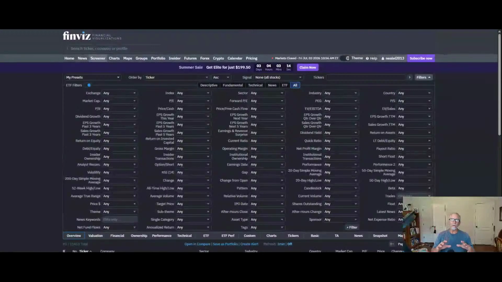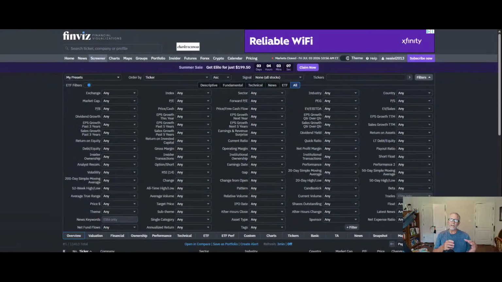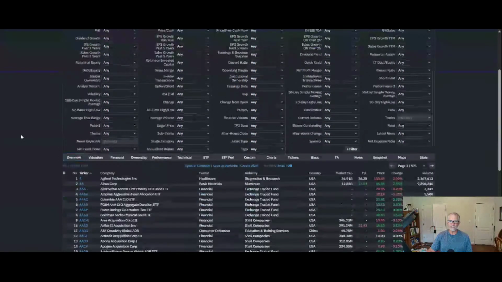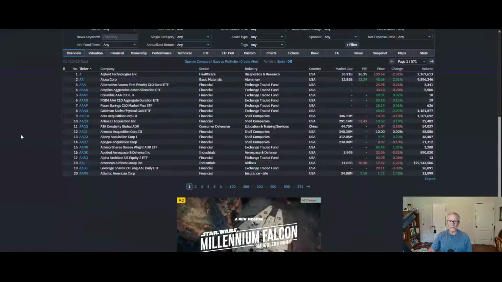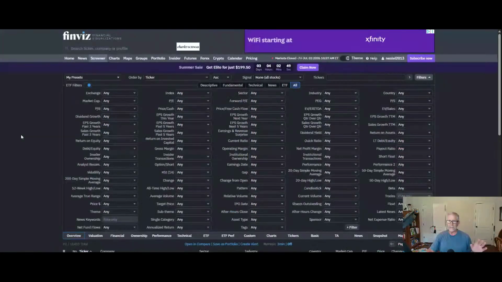Once you click all, you've got all of these technical indicators that you can choose from in order to screen for stocks. Now, look at the very bottom right of the page, if you can see that. There's 571 pages right now in that universe. Okay, 571 pages. I don't know how many stocks that is. Tons, thousands, probably over 10,000.